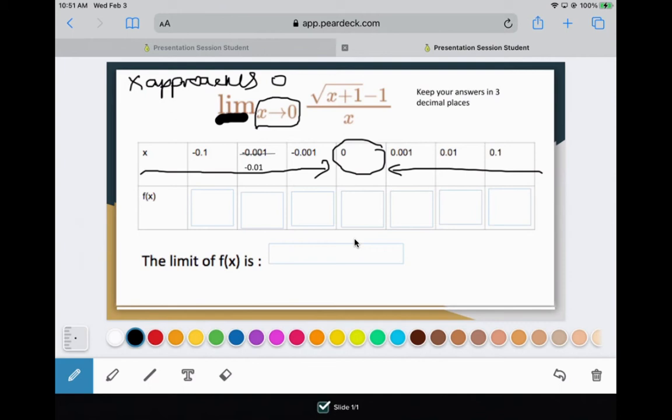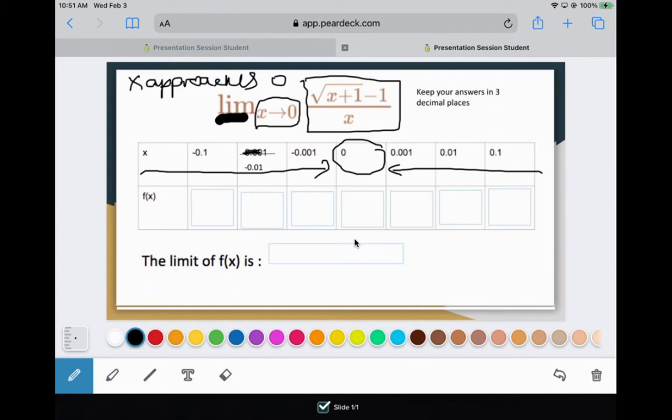Okay, so to do this, we're going to need to use a calculator. What we're going to do is type in this equation. We can use this, or you can use decimals to do it. The idea is we're going to figure out what the values are when x is negative 0.01. If I plug it in, what is the y value? And we're going to do that.